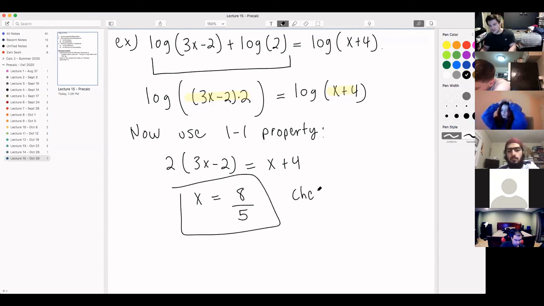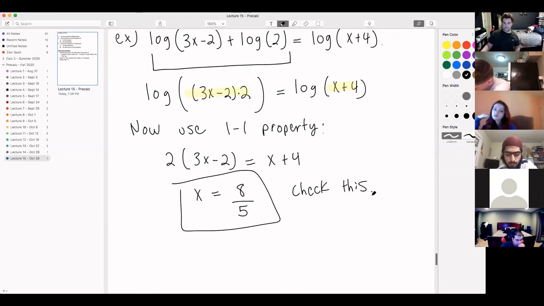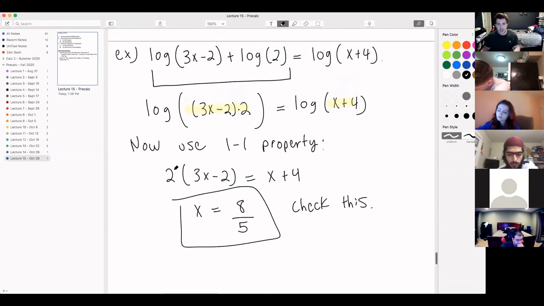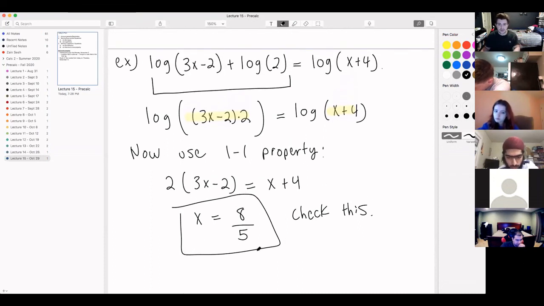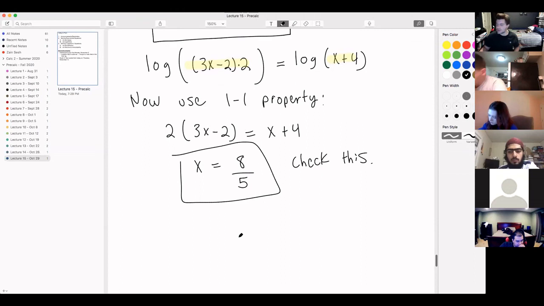All right, so just check this, please. That's just a linear equation, so I think we're all okay on solving those. Now let me just do the mental check that this won't create any negatives. 3 times 8 over 5 will be 24 over 5 minus 2. 24 over 5 is greater than 2, so it will not create a negative there. And then on the right side, I'll have log of 8 over 5 plus 4. That's a positive number, so you're good to go. This checks. This won't create any negatives.